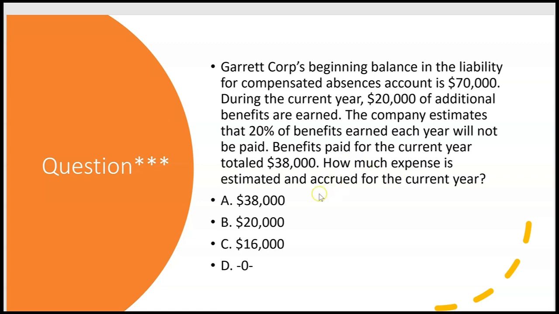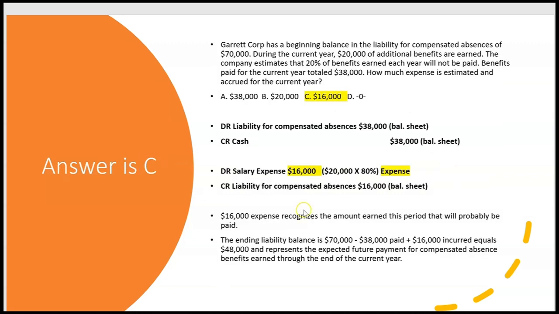But how much expense is estimated and accrued for the current year? Well, that would be the 80% of the benefits earned that are expected to be paid. So 80% of the $20,000 or $16,000 is the amount of expense estimated and accrued for the year. So the answer is $16,000, which is letter C.